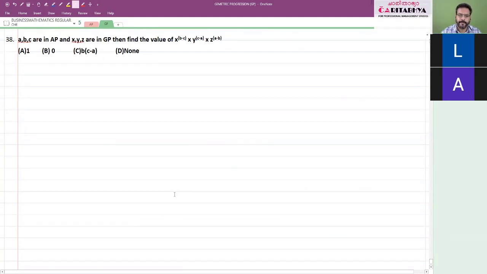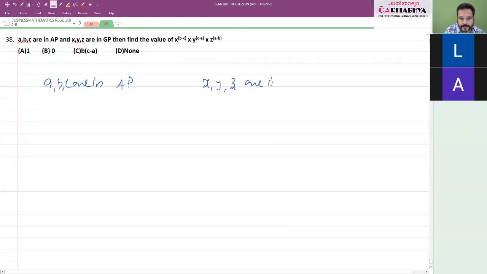Okay, a, b, c are in AP and x, y, z are in GP. Then find the value of x raised to b minus c. So a, b, c are in AP. x, y, z are in GP. Okay. So what we need to find is x raised to b minus c into y raised to c minus a into z raised to a minus b.